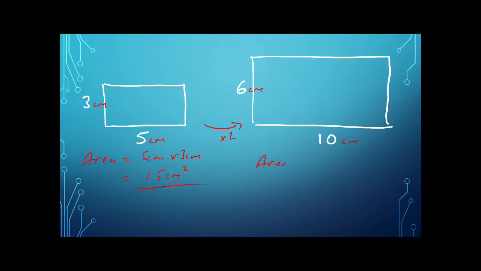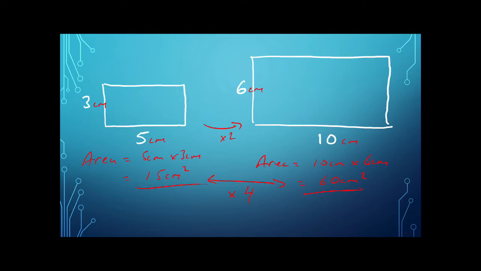So the area is 10 centimeters times 6 centimeters, which is 60 square centimeters. So in fact, the area hasn't doubled. In fact, the area has gone up by a factor of 4. Now, let's see why that's worked.